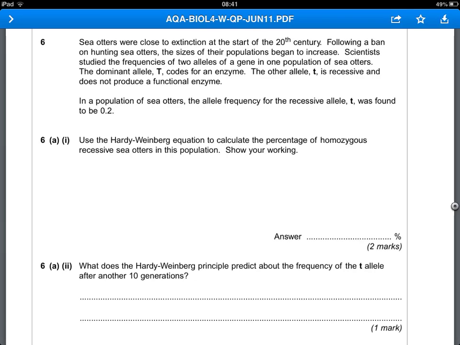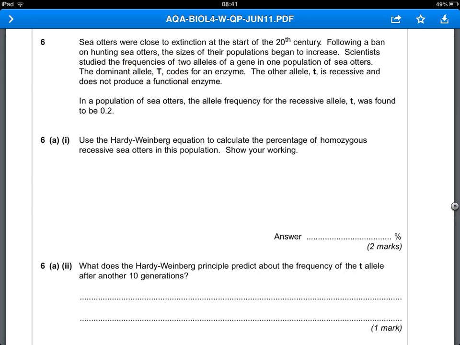Okay, this is a Hardy Weinberg question from a Biol 4 paper in June 11. So a quick read. It's talking about sea otters here, saying they're close to extinction. A ban on hunting, and the population begins to increase. Scientists looked at two alleles of a gene in one population of the otters.